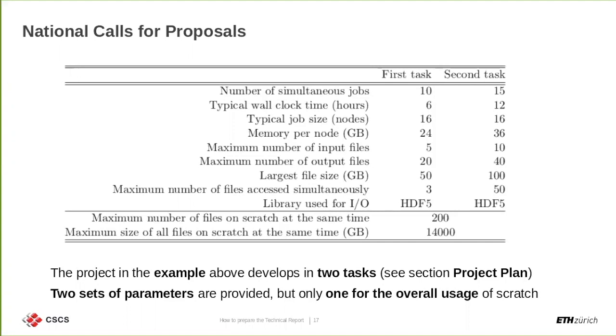Now, in the project in the example above, you can see there are two columns with the label first and second task, because in this example we assume that we develop the project in two tasks, and that will have to be reflected in the project plan, the section in the template. And two sets of parameters are then provided, one for each task. But we need just one for the overall usage of Scratch, because we are interested in your overall usage among all the different tasks at a certain point in time.